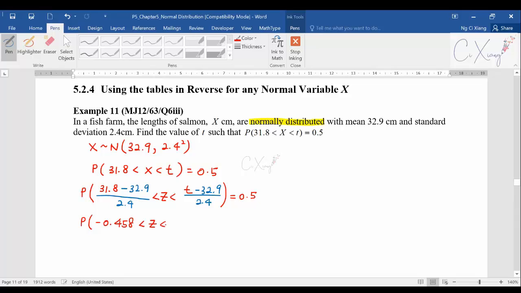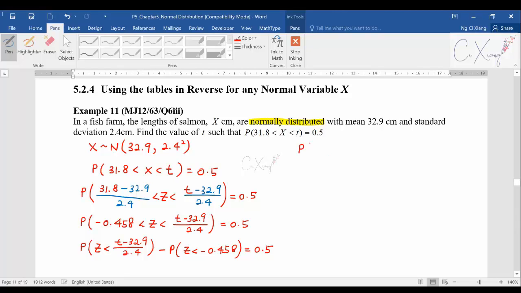Then because you don't know what t is, you just keep it like this, which equals 0.5. Z is between 2 values. As I told you previously, when Z is between 2 values, the standard formula is Z smaller than the value at the back, minus Z smaller than the value in front. Both are smaller than. The reason I already told you in the previous video. So this is the formula that we have. Continuing from here, Z smaller than t minus 32.9 divided by 2.4.